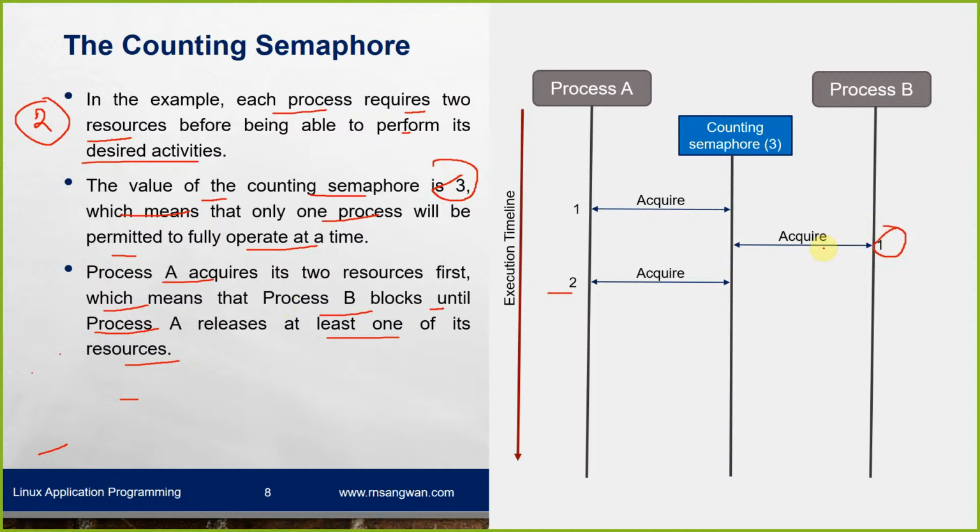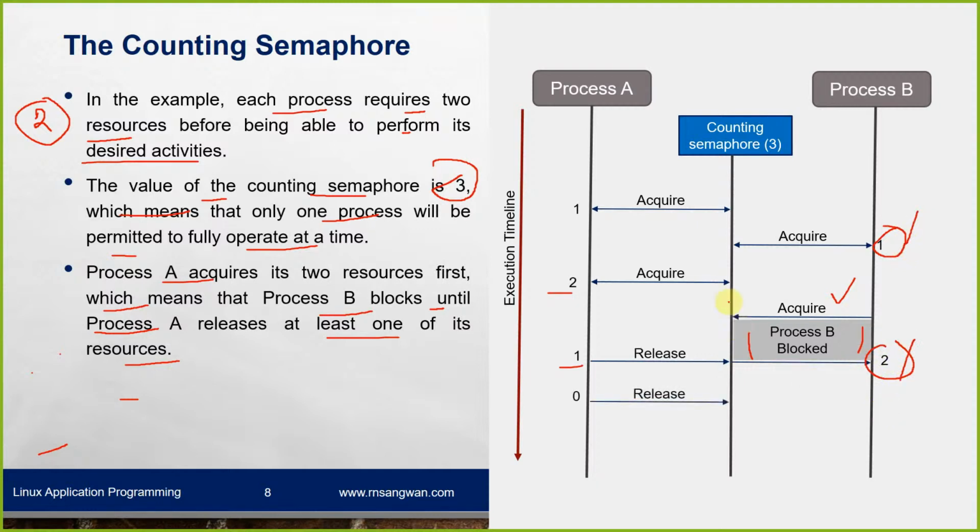What will happen now? Process B will try to acquire but will not be granted. So process B tries to acquire but it is blocked because there are no more semaphores available. After some time, if process A releases one of the semaphores, then process B will be allowed to acquire, and therefore now process B has 2 semaphores.